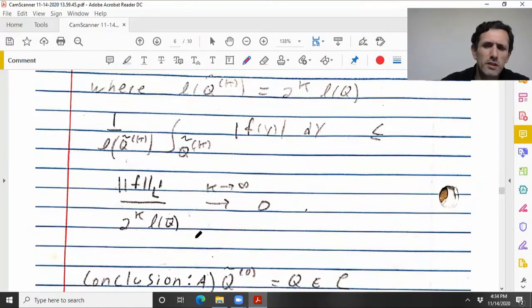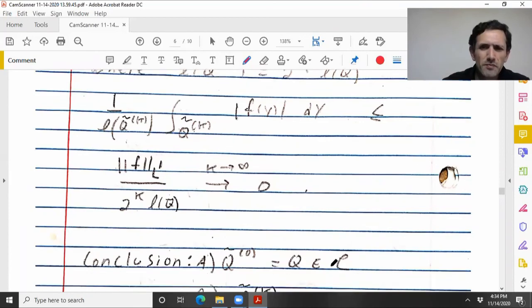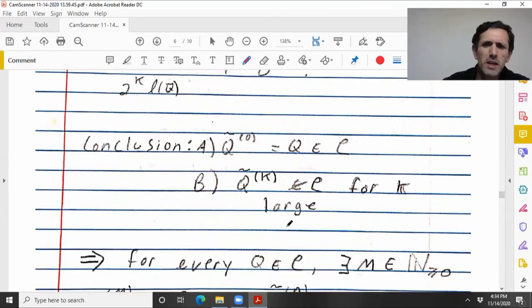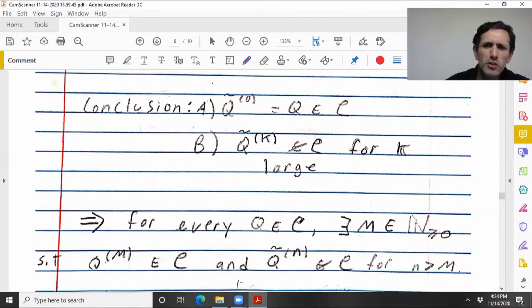So what's the conclusion? Well, Q is in script C. We're assuming Q is in script C. But for large enough k, the kth generation parent is not in script C. So what that means is, for every Q in script C, there exists a natural number m where the mth generation parent is in script C, but every larger generation is not in C. Note m could definitely be 0.